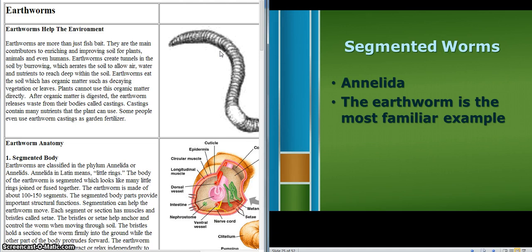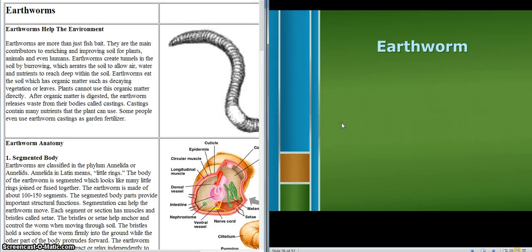As these guys go burrowing into the soil, they aerate the soil. It allows air and water and nutrients to reach deep within the soil as the earthworms eat and then leave their casts all through the ground. It's going to help fertilize vegetation. Plants are going to use that to help them grow, and so they are natural fertilizers. Well, the earthworm is then our friend for farmers and helps us to grow good flower beds and good gardens. Let's go ahead and look at the earthworm.